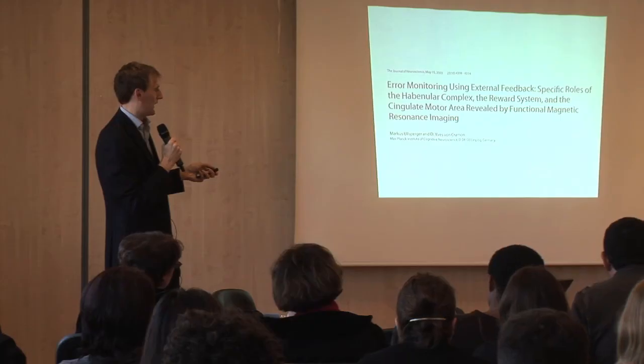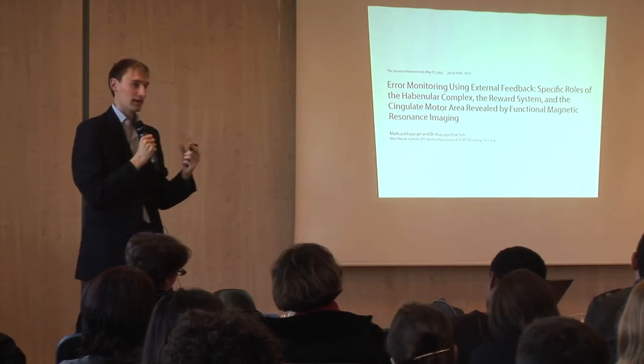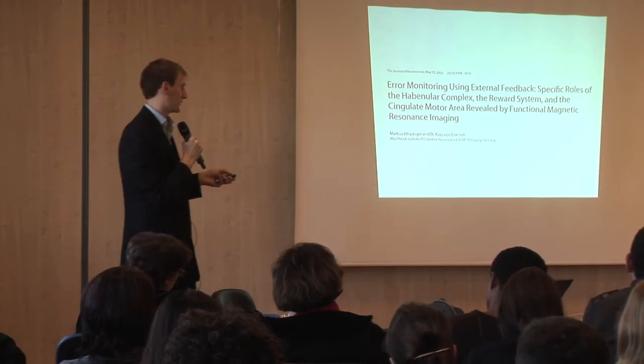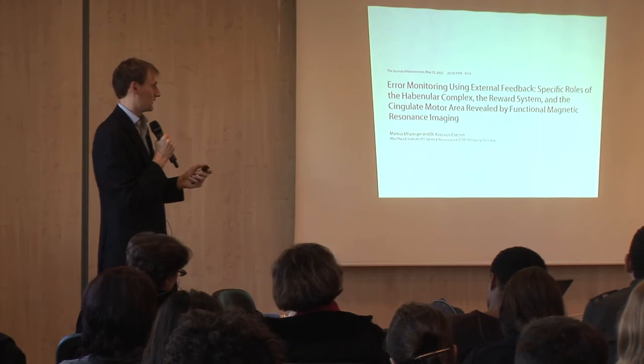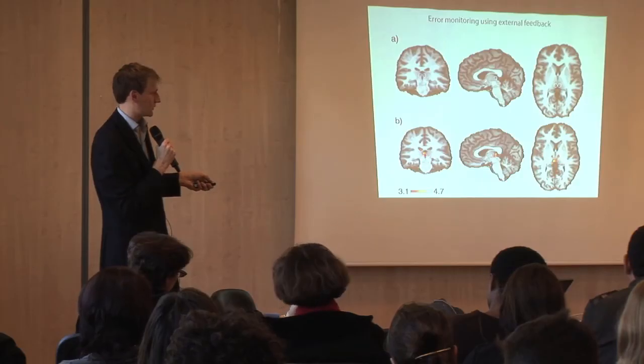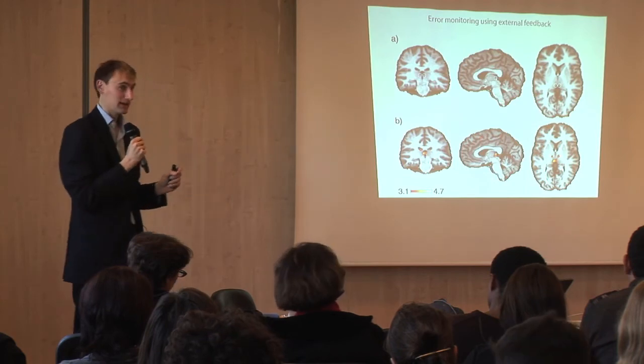So we wanted to use a task to see how people respond to external feedback from their environment. The first study to look at this in healthy participants was by Ullsperger and von Cramon in Germany. Without going into the task in too much detail, they showed that when one receives negative informative feedback, there's greater activation in this region here, which they call the habenula. And it's actually a very difficult part of the brain to scan because it's so small.